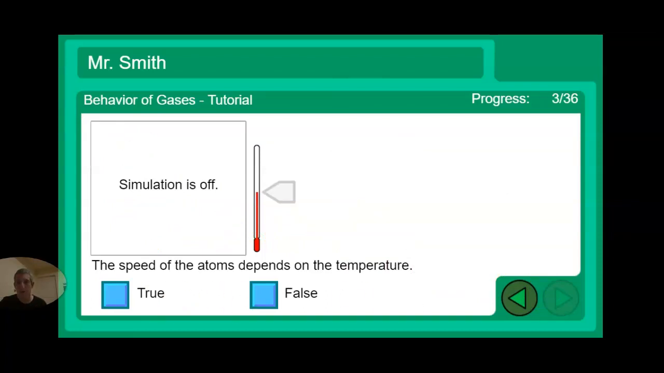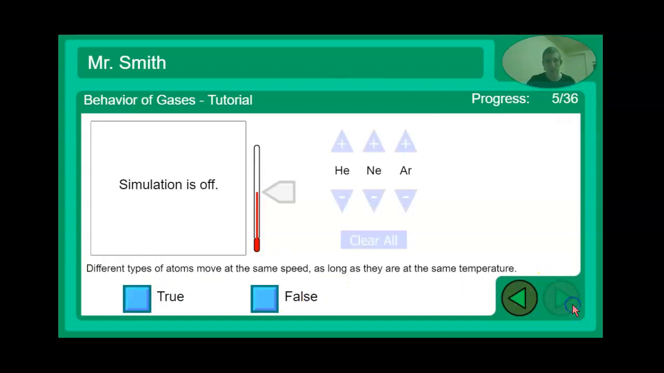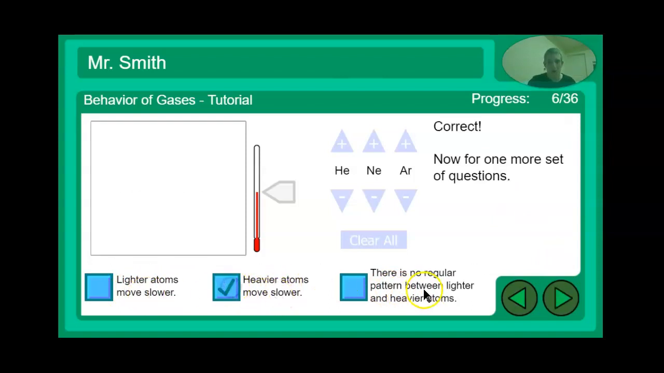So here I am. The speed of the atom depends on the temperature. Well, that's true, because the higher the temperature, the faster it went. Different types of atoms move at the same speed as long as they were at the same temperature. So that's false, right? Because we saw some of the heavier atoms go slower and the smaller atoms went faster. So correct. Lighter atoms move slower. That's false. Heavier atoms move slower. That is true. No pattern between them. No, we saw the pattern.